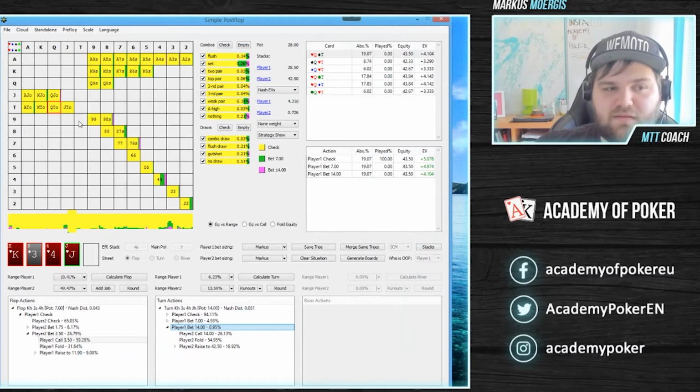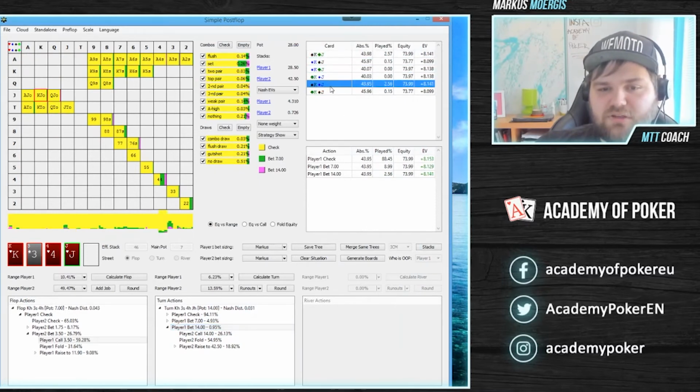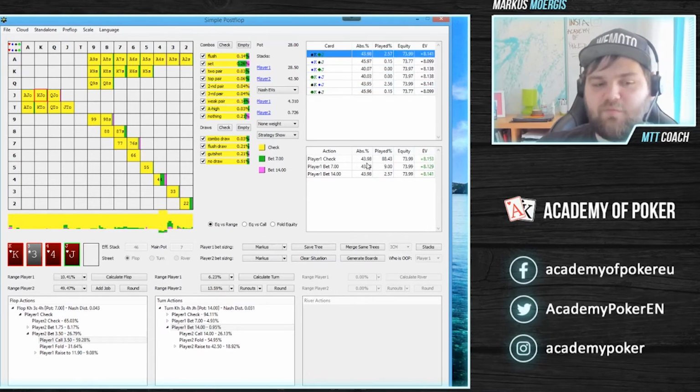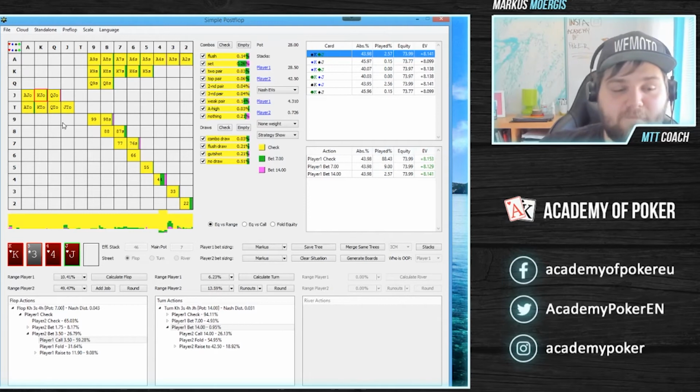So what would be two pairs? We can have a look at King Jack here. As you see, it should still pretty much be checked all the time. Really small part that should bet, like 10% roughly, but then rather go for the half pot sizing than the big sizing. 3-4 is not in his range, for example. King-4 is not in his range. Jack-4 is not in his range.